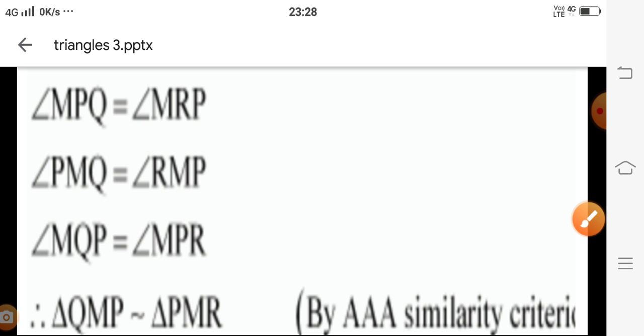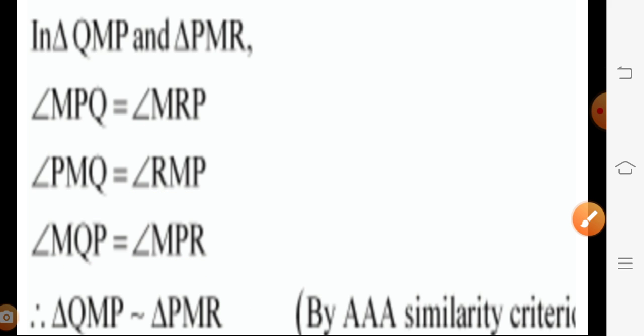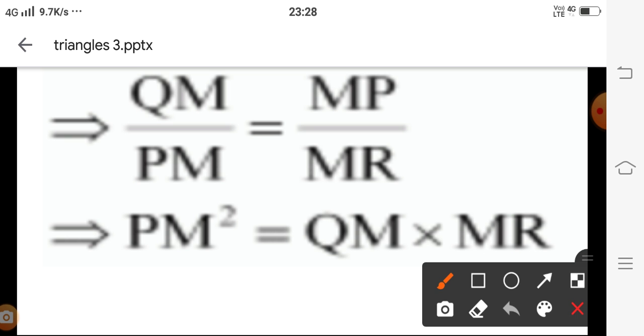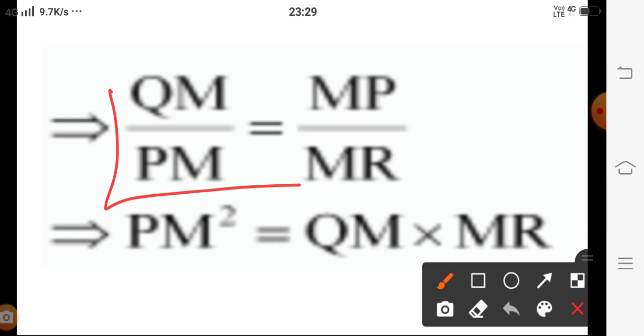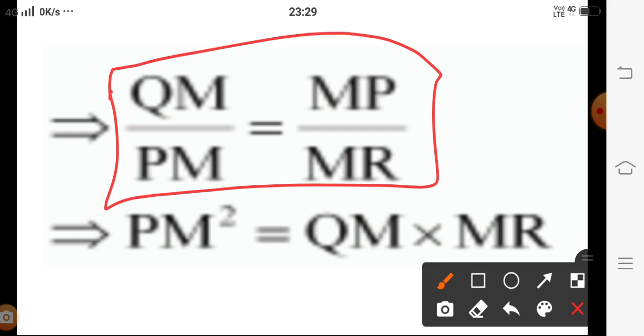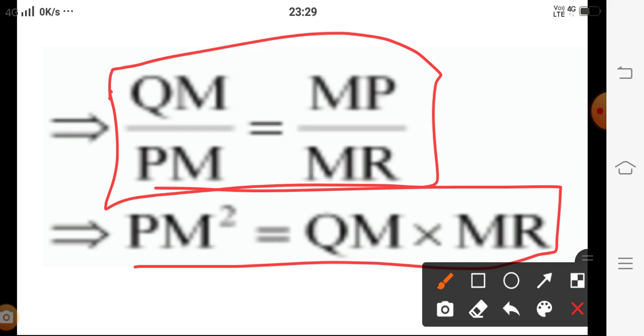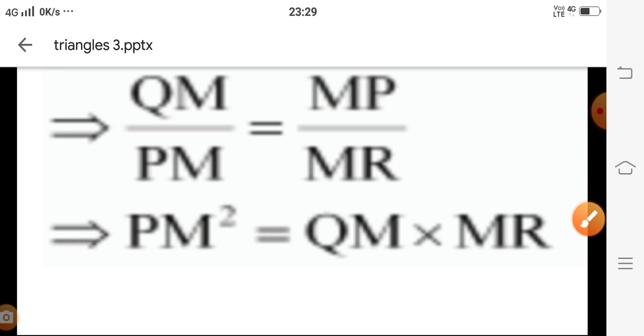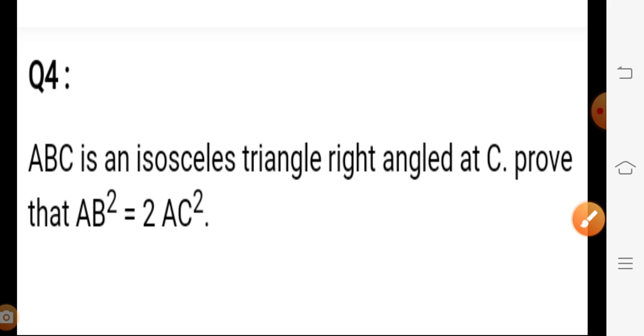If you are showing any two angles equal, then that is also the criteria for similarity, and if you are showing three, then that is also okay. And if these two triangles are similar, then we are able to take the ratios of their corresponding sides proportional, and on cross multiplication we are getting the required solution as PM square is equal to QM into MR. Let us solve one more question.